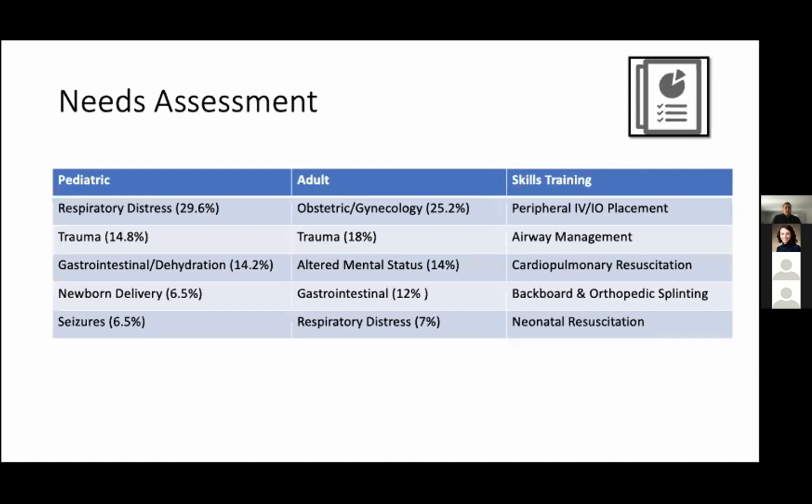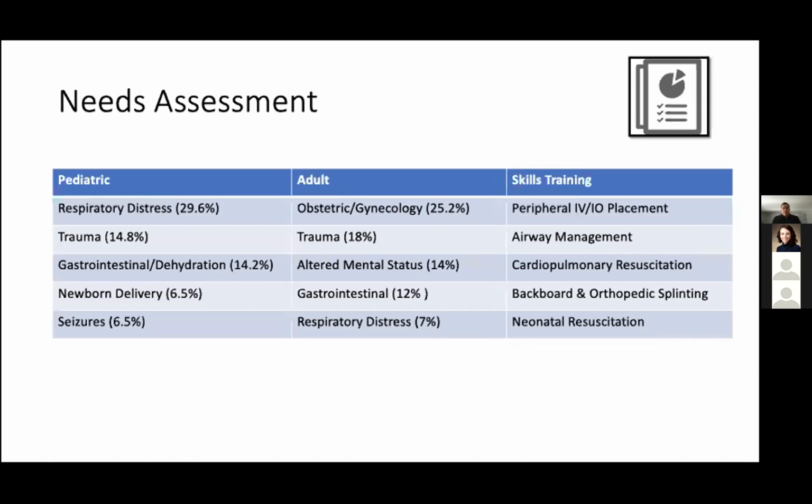So here are the results of the most common EMS chief complaints. We broke it down into the most common response calls for pediatric patients and for adult patients. And then we identified the applicable skills training that would be needed for the type of patients that the EMS are most commonly caring for.